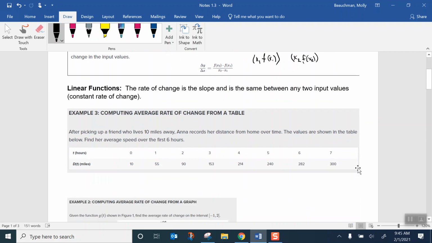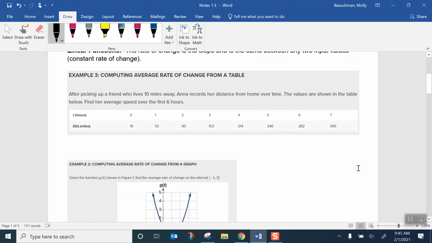So let's take a look at some examples. The first one is computing average rate of change from a table. The situation modeled by the table is after picking up a friend who lives 10 miles away, Anna records her distance from home over time. The values are shown in the table below. Find her average speed over the first 6 hours. So the first 6 hours is from when Anna starts to the 6th. So she's traveled between 0 and 6.